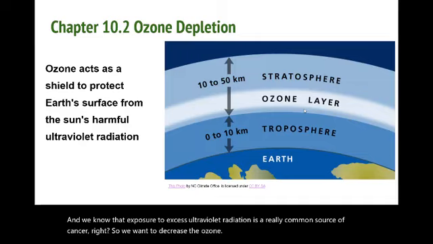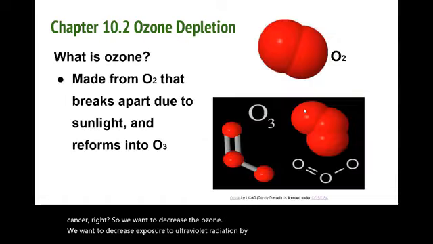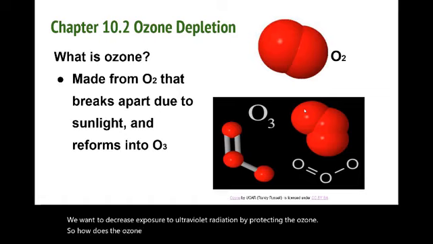We want to decrease exposure to ultraviolet radiation by protecting the ozone. So how does the ozone actually form? Well, it's made from oxygen gas. So oxygen gas actually gets broken apart. So let's take a look at that molecule.